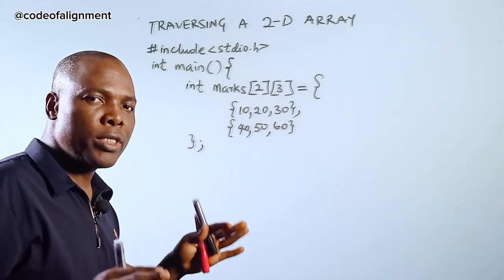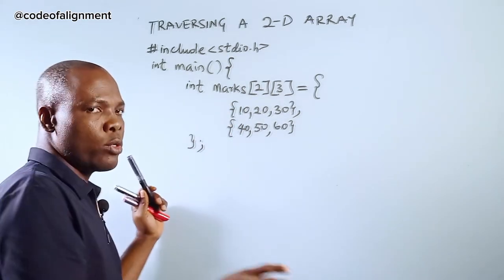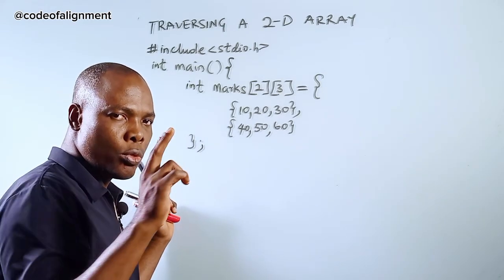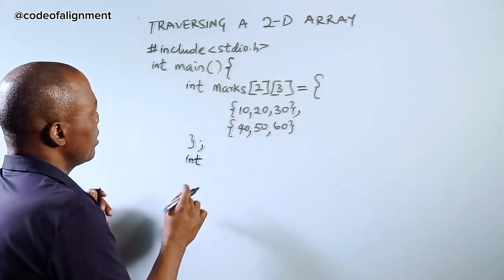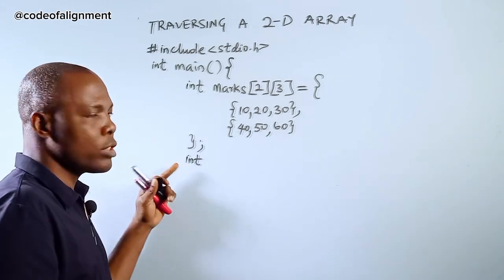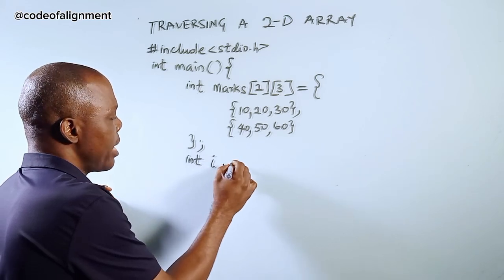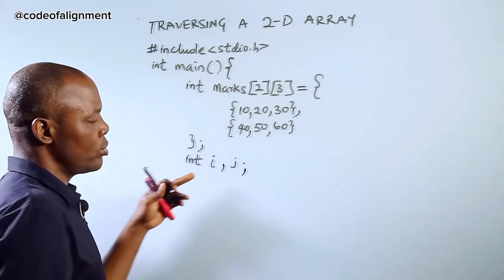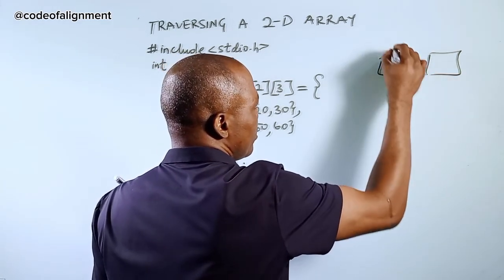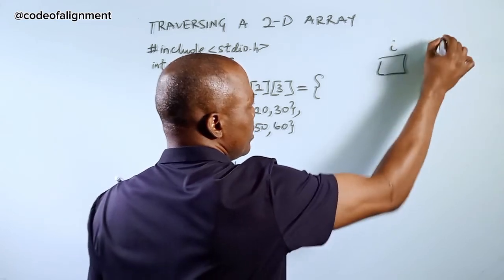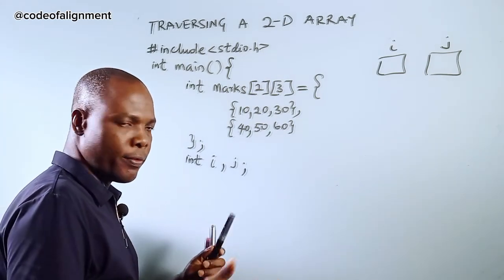Now, I'm going to use a nested for loop to be able to traverse this array. To do that, I'm also going to declare 2 loop counters, which are i and j. So int. Because both are integers, I'm going to declare them on the same line: int i, comma, j. So these are 2 loop counters. So this is i, and then this is j.